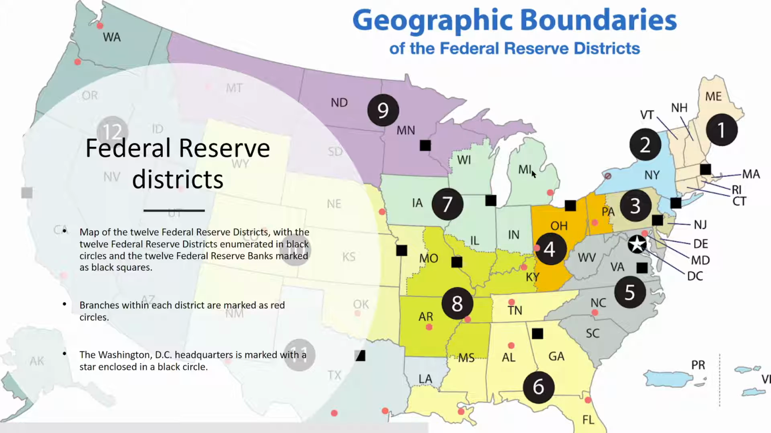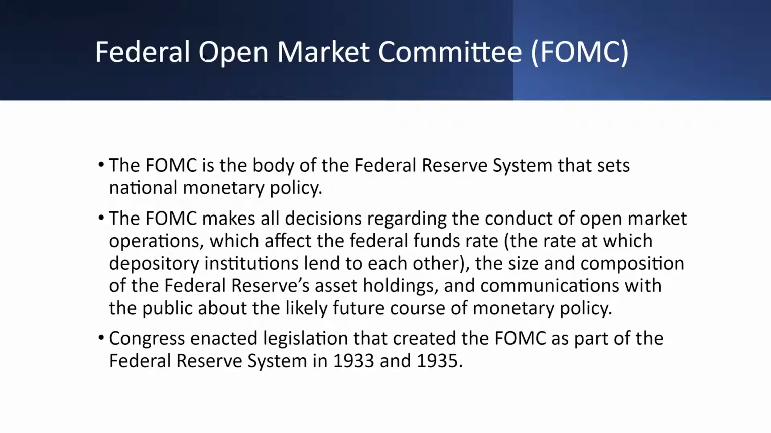Washington, D.C., right here, this is the headquarters of the Federal Reserve. These 12 different reserve banks or districts all report to Washington, D.C., and it oversees all of these. Now, the Federal Open Market Committee, or the FOMC, is the body within the Federal Reserve System that actually sets national monetary policy, meaning how much money is available or how little they are going to provide.